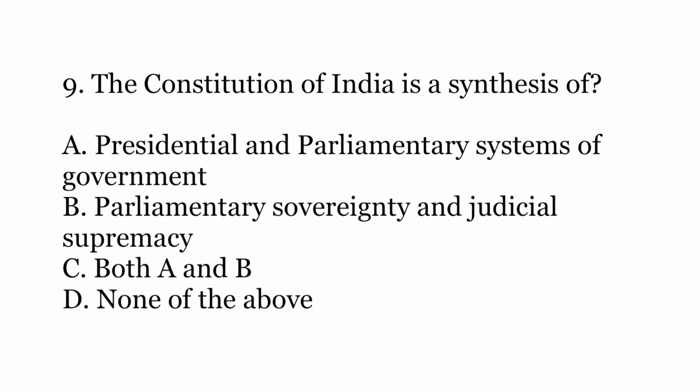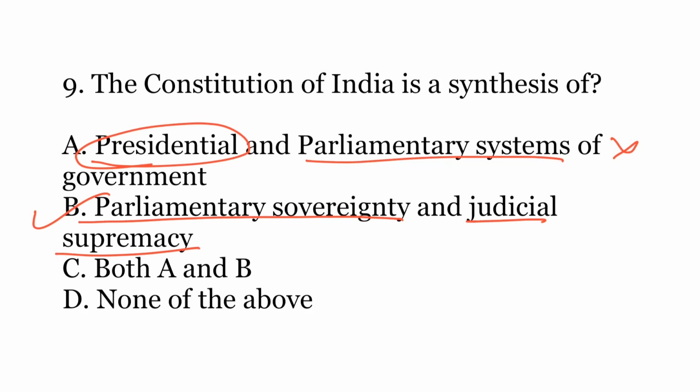Ninth, the Constitution of India is a synthesis of, options are A, presidential and parliamentary systems of government, B, parliamentary sovereignty and judicial supremacy, C, both A and B, or D, none of the above. The correct answer is B, parliamentary sovereignty and judicial supremacy. The first statement is wrong because India does not have a presidential system of government and it does not have any feature of the presidential form of government. It is a parliamentary system only.